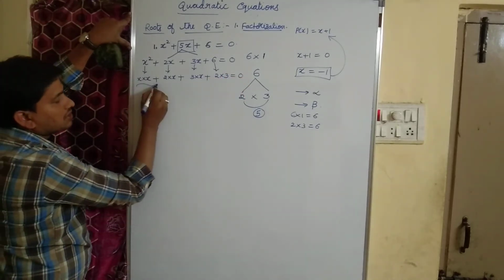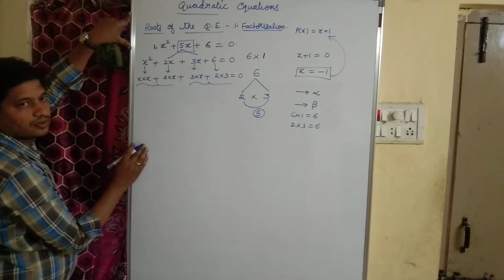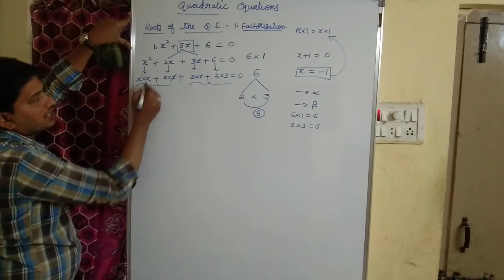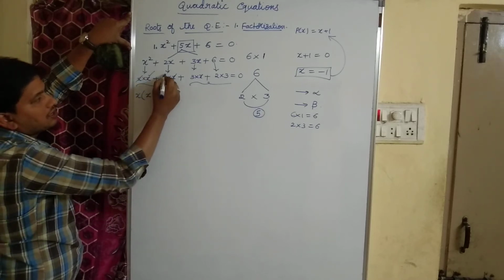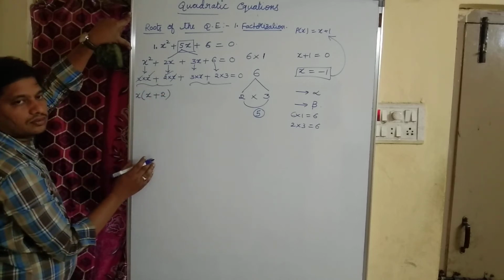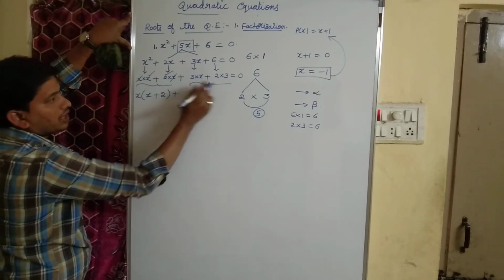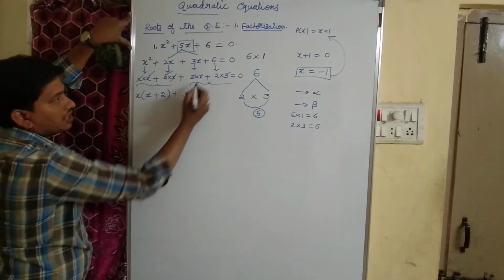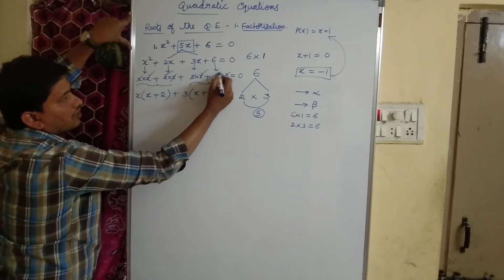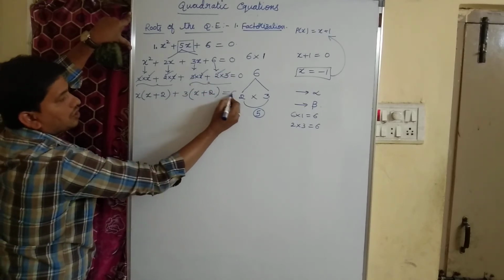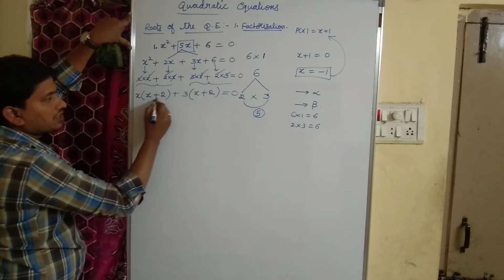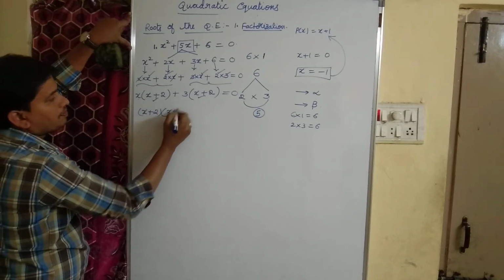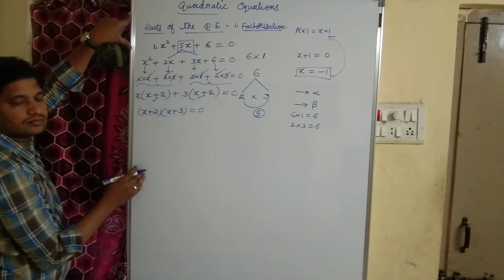Now from these two terms, x is common in both. Let us take x common. What is left over? x plus 2. Again, from these two terms, 3 is there in both. Let me take 3 common. What is left over? x plus 2, which is equal to 0. Now from these two terms, if I take x plus 2 as common, what I will get? x plus 3, which is equal to 0.